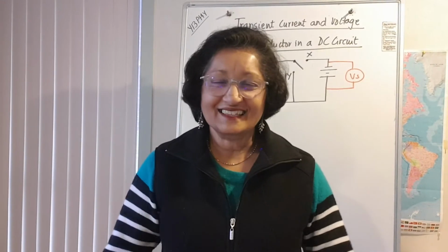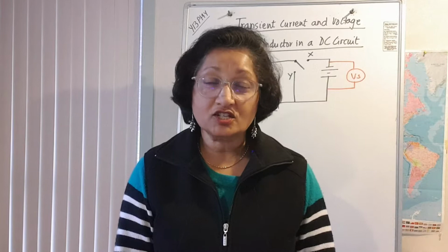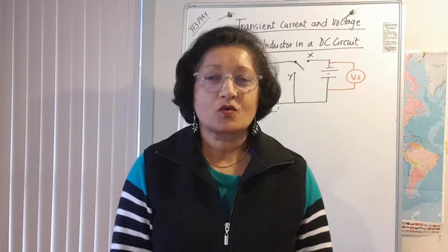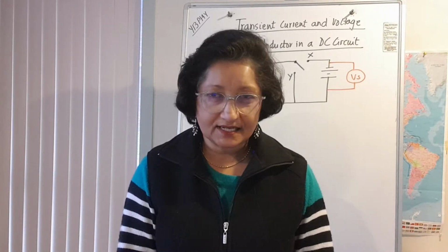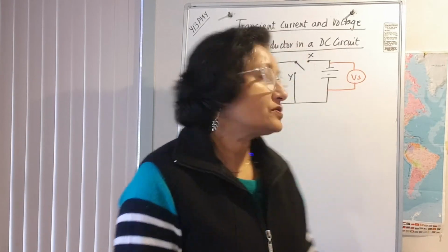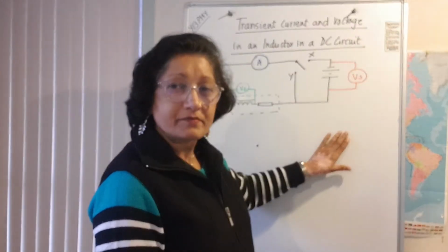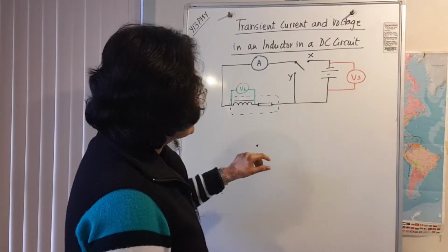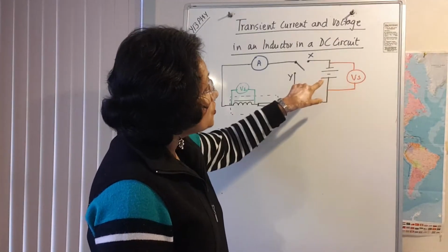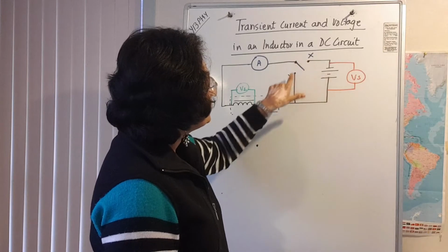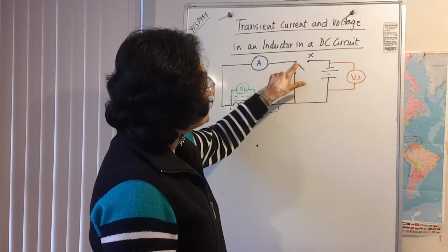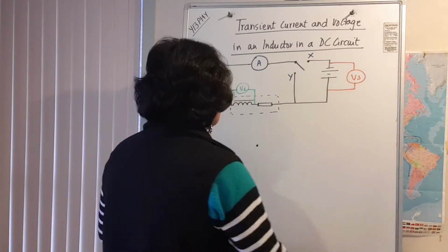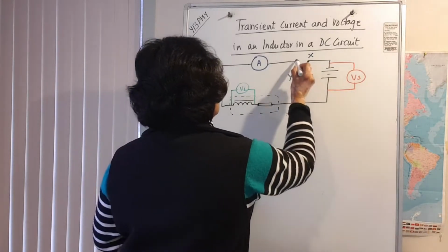Hi everyone, this is a video about transient or changing current and voltage when you have an inductor in a DC circuit. So this is a setup and I'll just explain what this diagram is all about. You have a voltage source and this is a three-way switch. I can have the switch across, I can have the switch in this position.